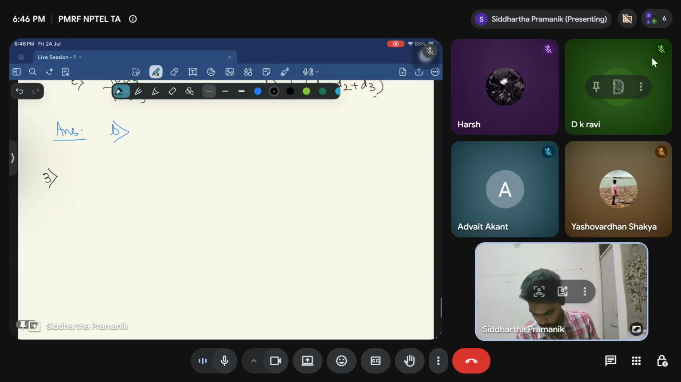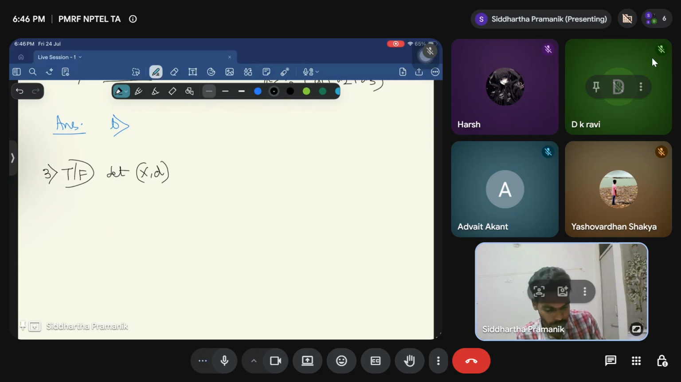So this is just a true or false type question. Let (X, d) be a metric space. That means d is a metric on X. Then d over 1 plus 2026d is also a metric on X.